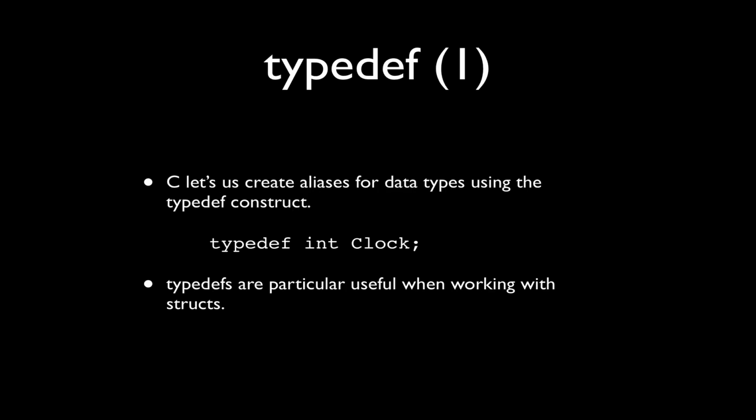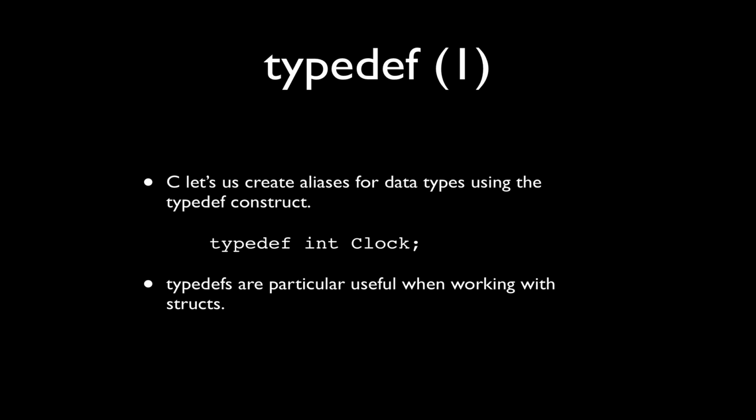So let's talk briefly about typedef. C lets us create aliases for data types using this typedef construct. And the syntax is quite simple, as you see here. I want to have an alias for type int called Clock with a capital C. So I can do that by writing out typedef space int space Clock.